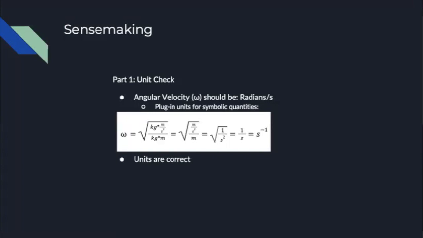So when we plug in units for each variable in the equation, we should end up with radians per second, or since radians are unitless, we should end up with just seconds in the denominator, or seconds to the power of -1. When we do plug in those units for our symbolic quantities, we do end up with seconds to the power of -1. So our units are correct for the quantity we want to solve for, angular velocity.